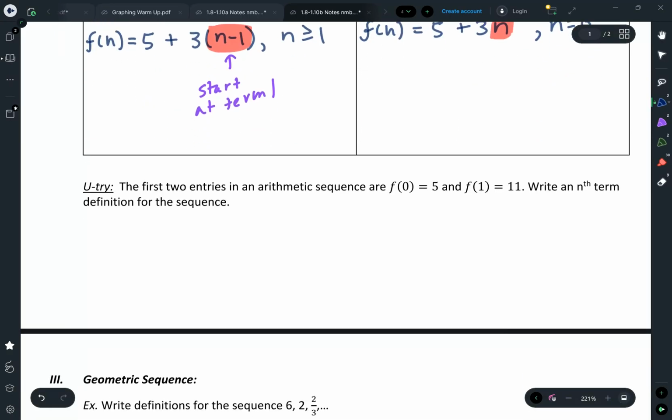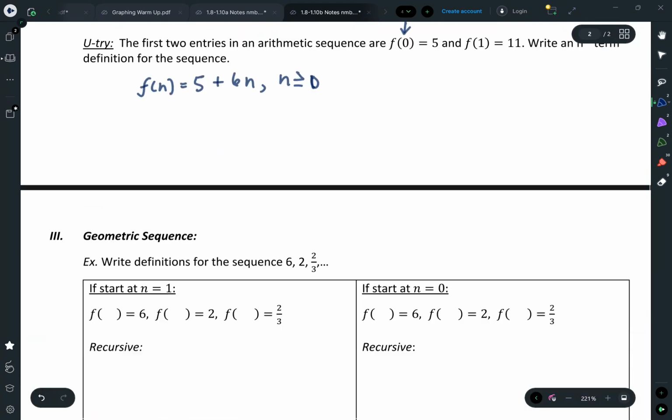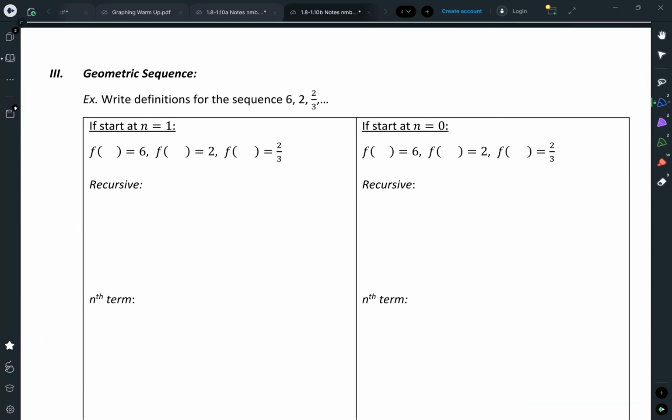So now you're going to try. Go ahead and pause and try to write an nth term definition. We are now starting at 0. So go ahead and pause, and then I'll do it. Go ahead and check your nth term rule. Again, we're starting at 5, we're adding 6, so 5 plus 6n, and this is for n greater than or equal to 0. Next, we're going to look at geometric.